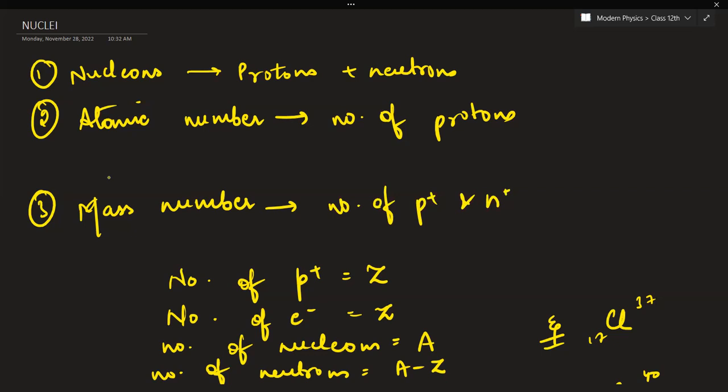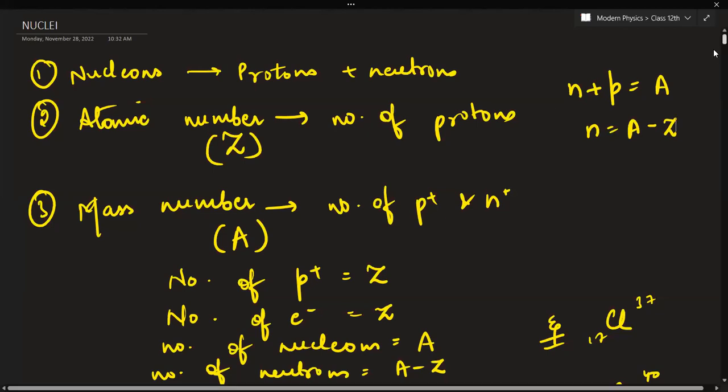Now see, the number of protons we represent as the atomic number. Atomic number is represented by Z and mass number is denoted by A. So the number of protons will be Z, the atomic number. The number of electrons will also be Z. The number of nucleons will be the number of protons plus the number of neutrons, that is A. And the number of neutrons will be what? Neutrons plus protons is A. So neutrons will be A minus the number of protons, that is Z. So the number of neutrons is A minus Z.